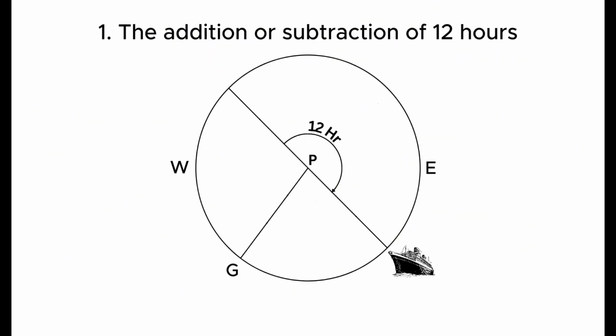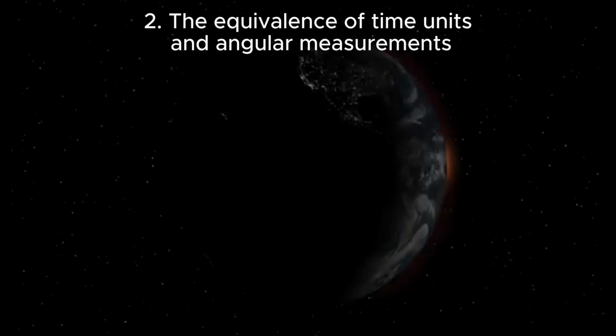1. The addition or subtraction of 12 hours. This adjustment is necessary because the mean solar day commences at midnight, when the sun is at its lower transit of the observer's meridian. At this point, its hour angle is precisely 12 hours before or after its upper transit of the observer's meridian.